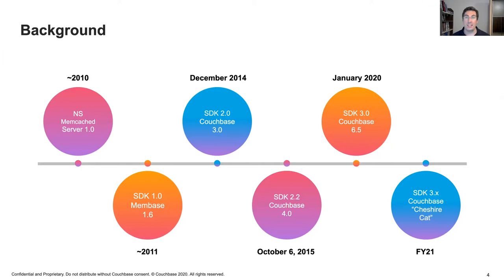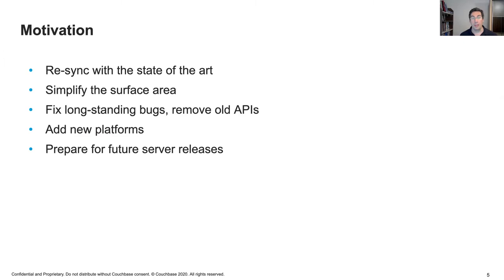So what were the main motivations behind developing it? The first one was resyncing with the state of the art. So in some languages, certain patterns and APIs changed. And of course, we want to make sure that the SDKs follow that. In some cases, it means also breaking the APIs.